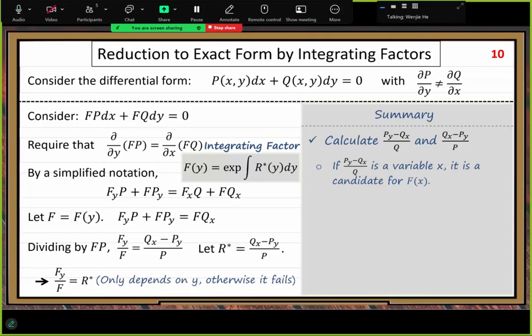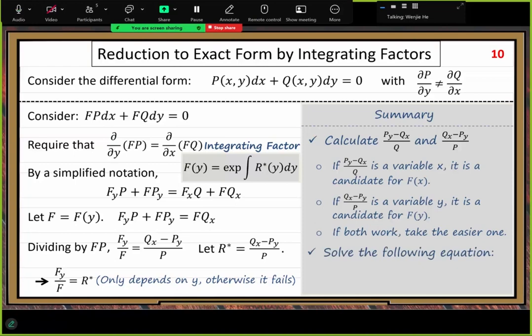If the first expression is a function of variable x, you have a candidate. If the second expression is a function of variable y, you have another candidate. If you have both, then you need to select the easier one. After you select and find the f, you can solve an exact form. You will get an exact differential form, then you just use our total differential method. You can find a solution.